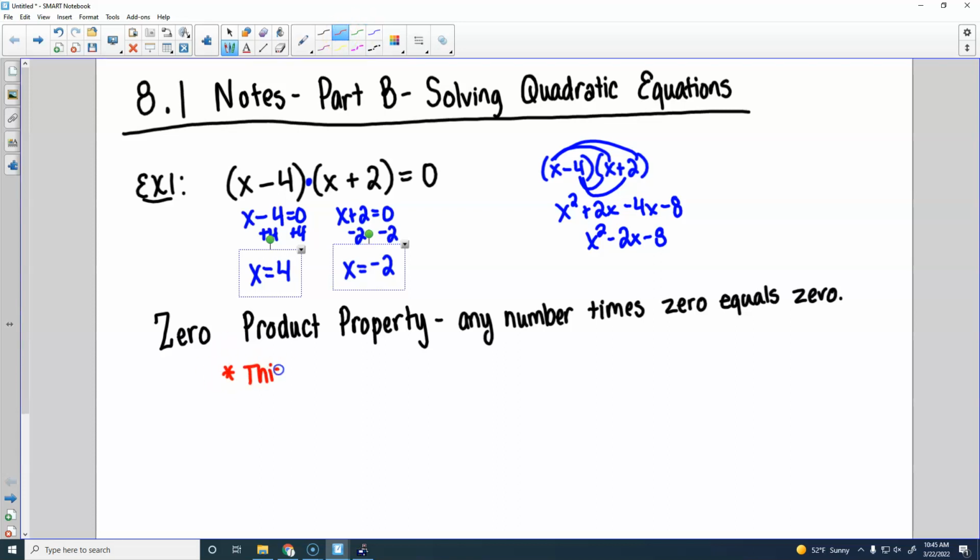This only works for equals 0. So if it's not equal to 0, you can't use that logic, right? You can't set each one equal to 5, right? There's no 5 product property.